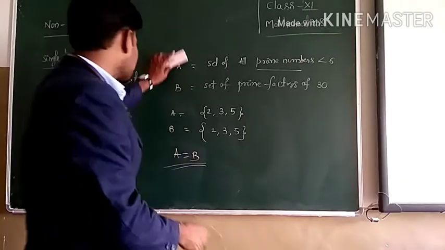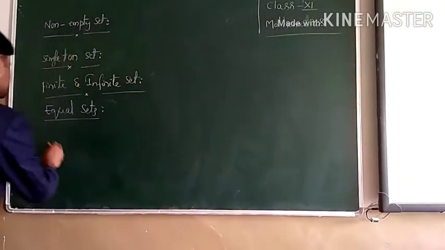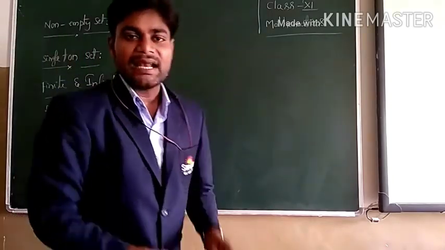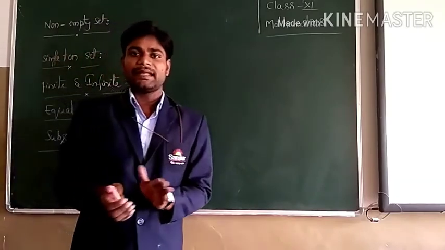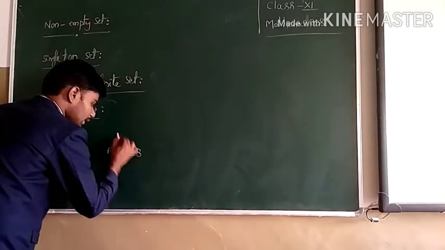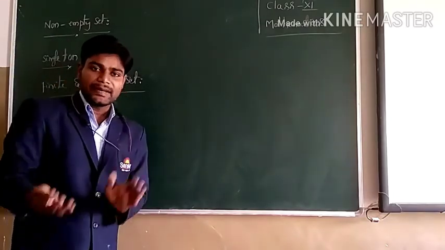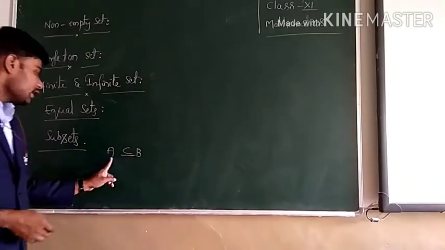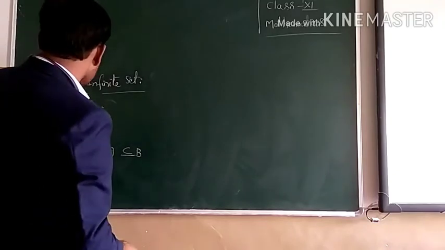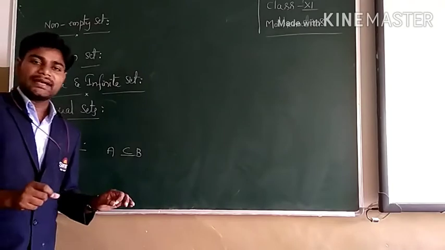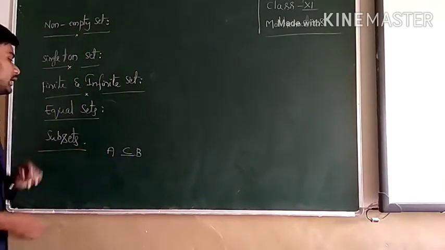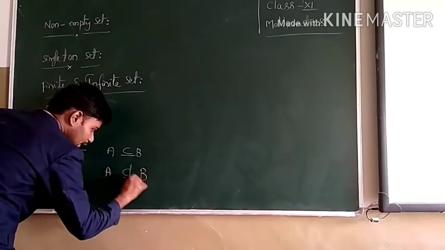Next we have subsets. If every element of A is an element of B, then A is called a subset of B. We denote this as A is a subset of B, or A is contained in B. And if at least one element of A is not contained in B, then A is not a subset of B. We denote this as A is not a subset of B.